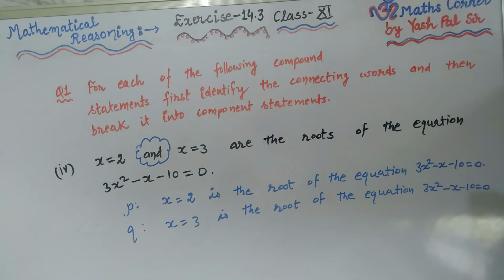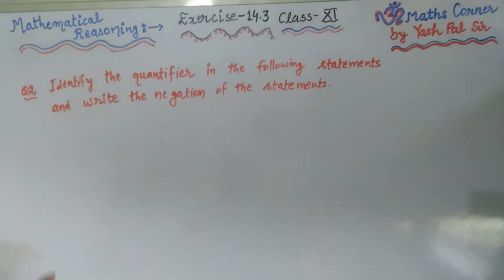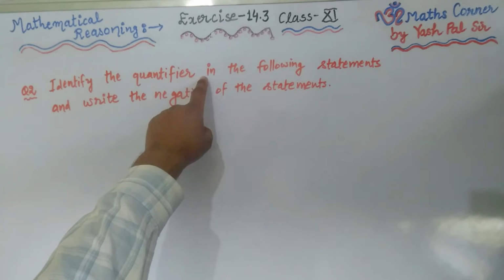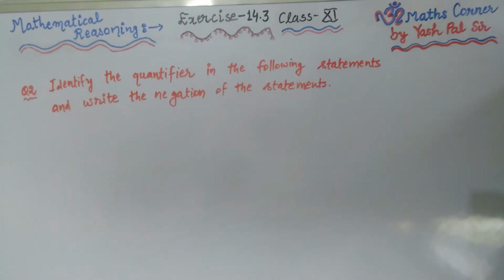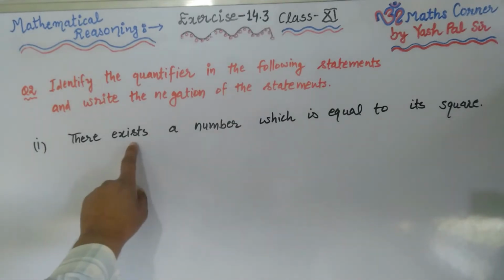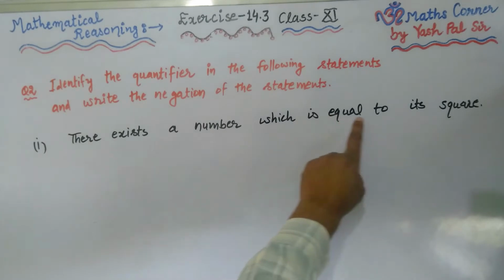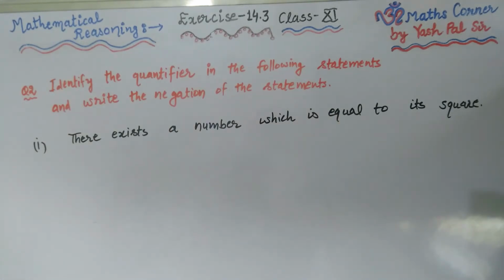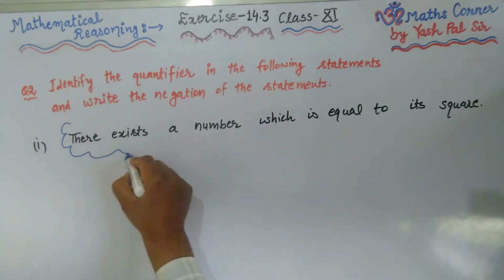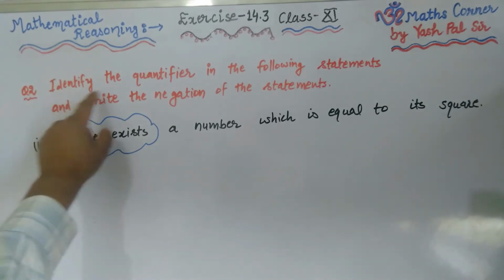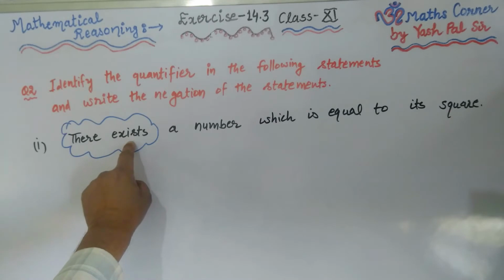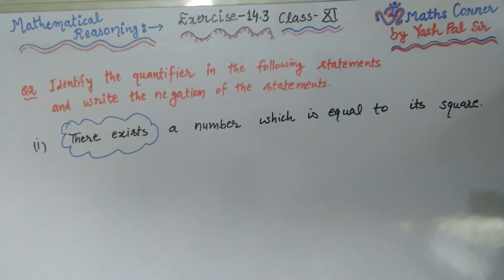Now coming towards question number 2. Identify the quantifier in the following statements and write the negation of the statements. The first part is: there exists a number which is equal to its square. So this is the statement. First of all, identify the quantifier. There exists is the quantifier. Thereafter, write the negation of the statement.